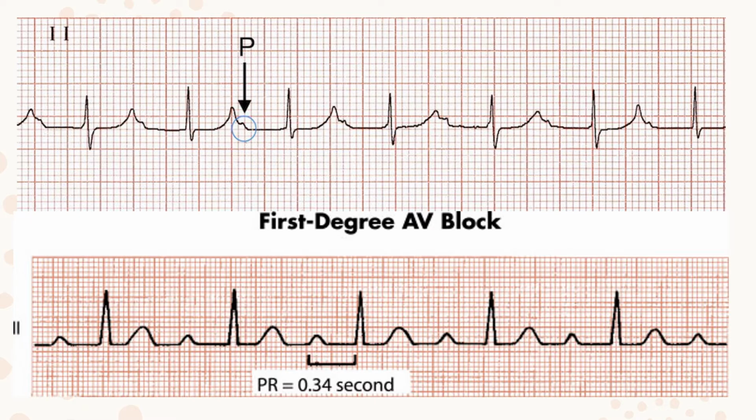If we counted this, I would say it would be 1, 2, 3, 4, 5, 6, 7. So 7 times 0.04, so this would be 0.28, this PR interval. And you can see it's consistent all the way across the strip. The next strip below it, the PR interval measures out as 0.34. So once again, this is simply a sinus rhythm where the PR interval is consistently longer than 0.2.